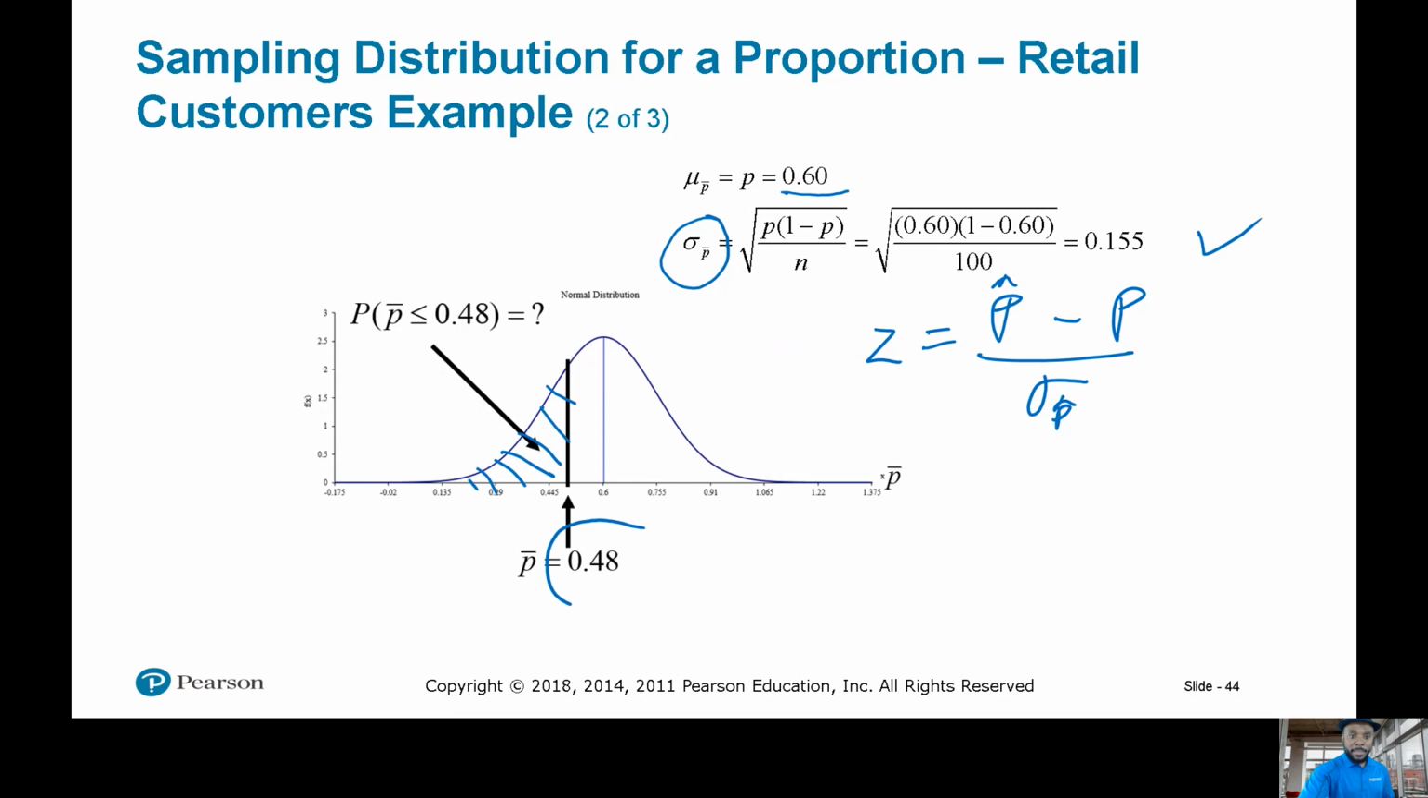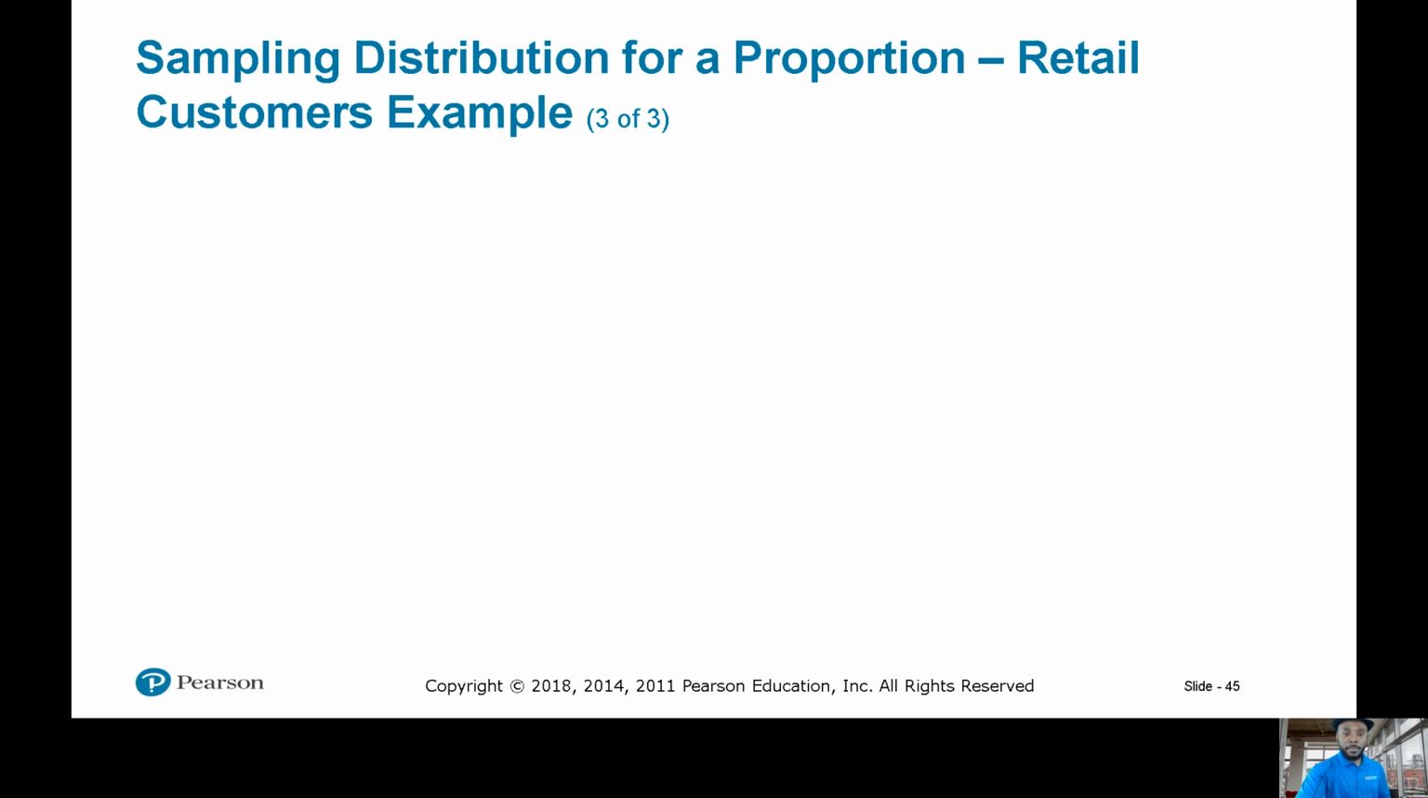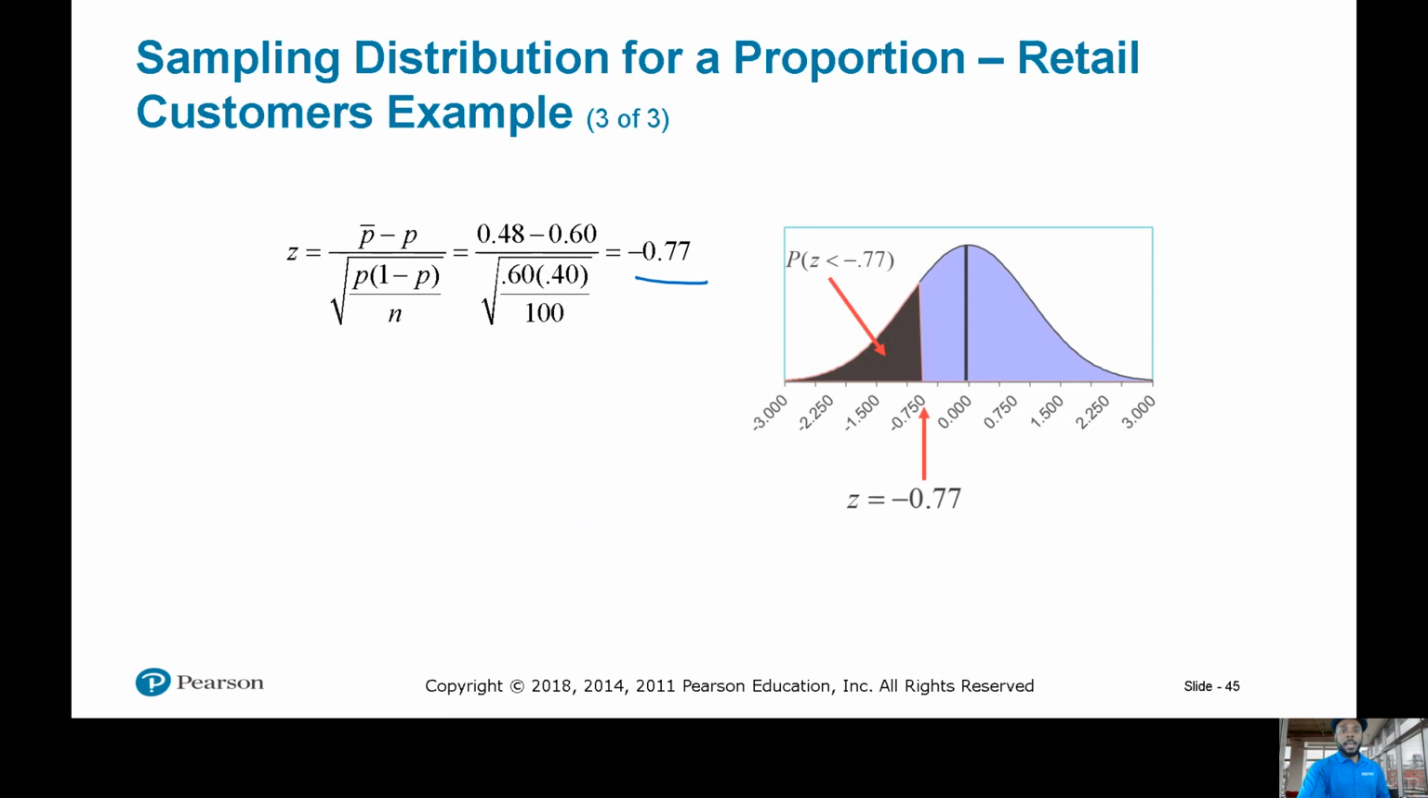So next, we're going to find the Z value for this P hat. That will be 0.48 minus 0.6 divided by 0.155. Now, when we do that, this is standardizing the sampling distribution, and we have negative 0.77. All right, and now we know this is the point we are interested in, and we're interested in this area shaded in black.